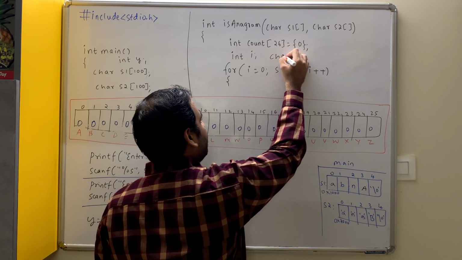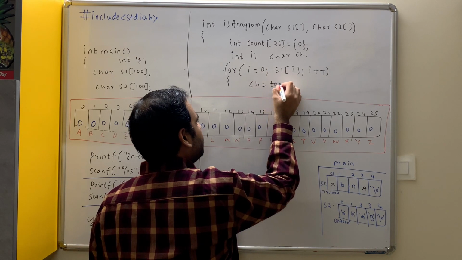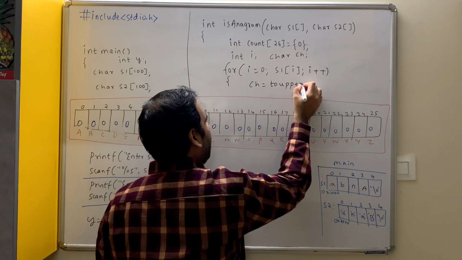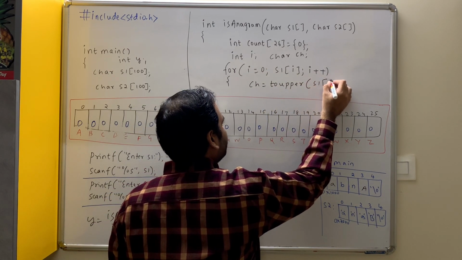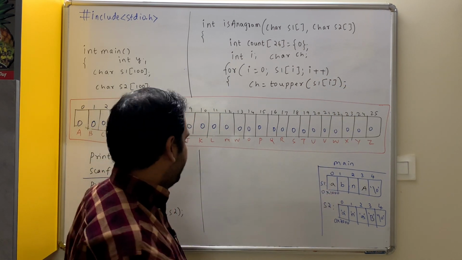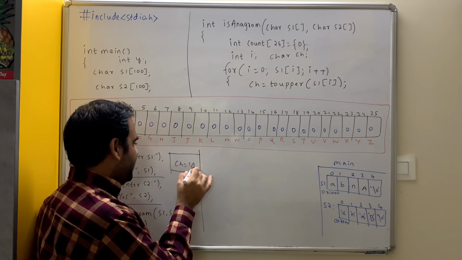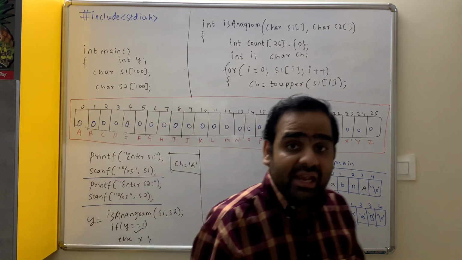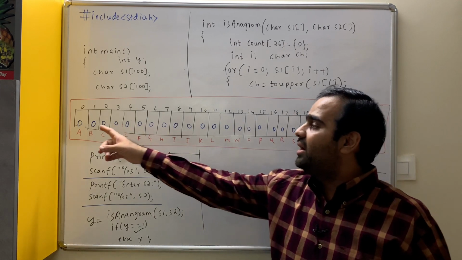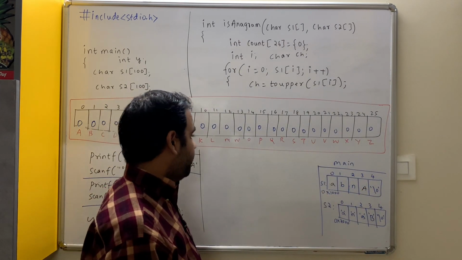Therefore, let us take one variable called ch, and what do I write? ch is equal to toupper of S1 of I. Now what will be the value of ch? Yes, can anyone say what will be the value of ch? The value of ch will be uppercase A. Now I need to find the corresponding index for A. Now it is 0. How do you know it is 0? Because it is minus 65.